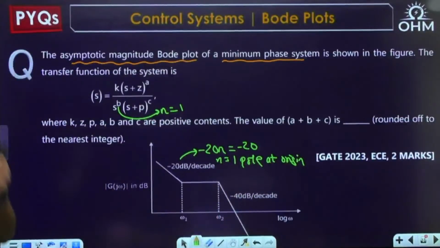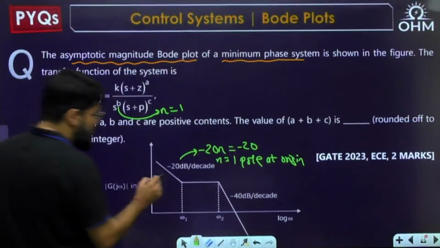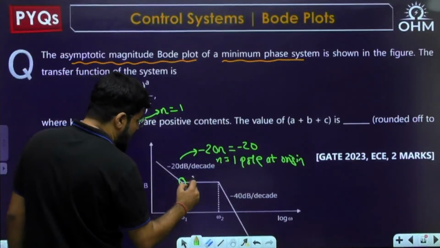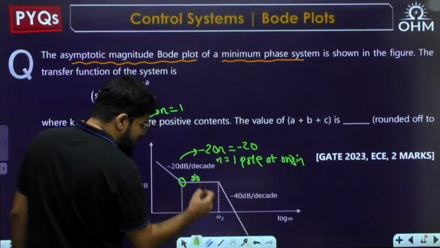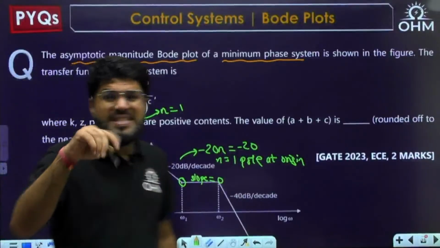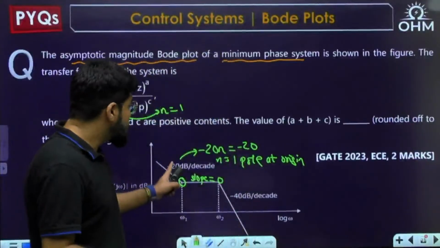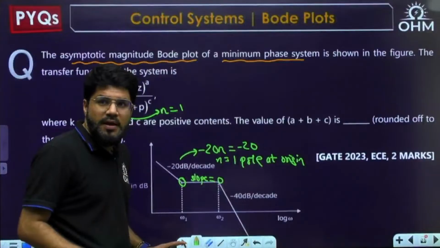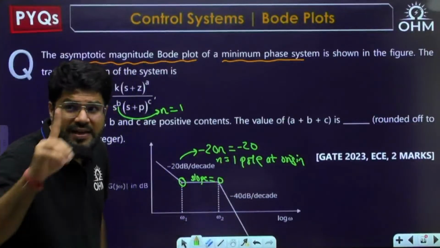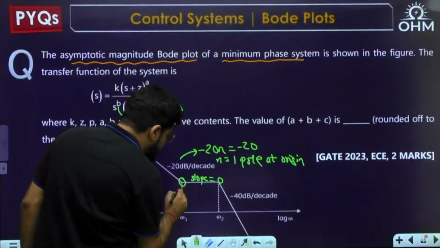Now you see, there is a slope change here. The slope was minus 20, now it is parallel to the x-axis, that means the slope is 0. From minus 20 to 0 means the slope is increased by plus 20. Minus 20 plus 20 will give 0. That means there is a slope increase, and an increased slope means a zero.